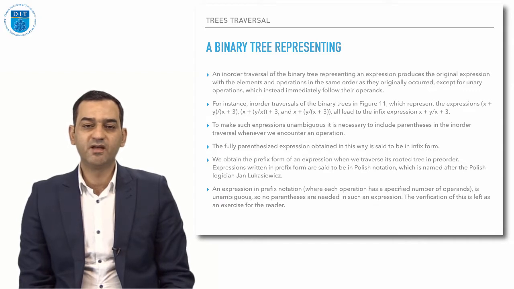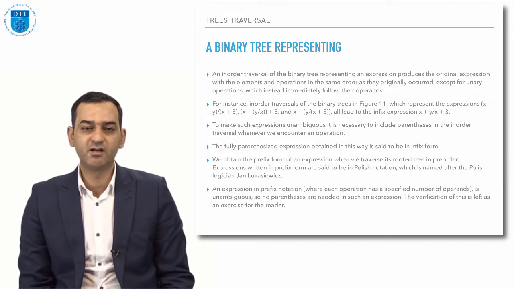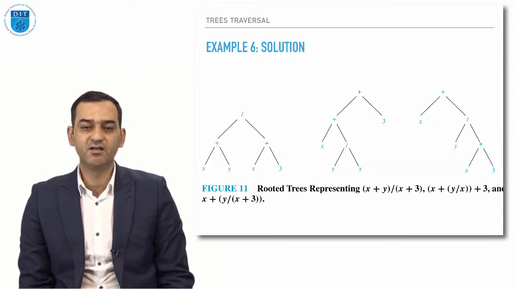An in-order traversal of the binary tree representing an expression produces the original expression, with the elements and operations in the same order as they originally occurred, except for unary operations, which instead immediately follow their operands. For instance, in-order traversals of the binary trees in figure 11, which represent the expressions (x + y)/(x + 3), ((x + y)/x) + 3, and x + (y/(x + 3)), all lead to the infix expression x + y / x + 3. To make such expressions unambiguous, it is necessary to include parentheses in the in-order traversal whenever we encounter an operation. The fully parenthesized expression obtained in this way is said to be in infix form.